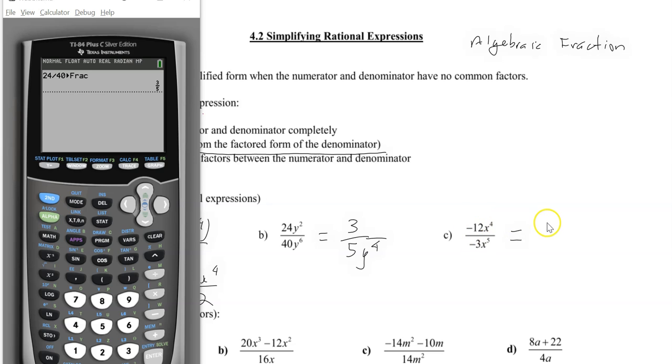Negative 12 divided by negative 3 is positive 4. Okay, now we see the power that's bigger is a 5th, and it's 1 bigger than that. So negative 12 divided by negative 3 is positive 4. x to the 5th is 1 more than x to the 4th. You just put an x, you don't need the 1. You don't need to show the 1.